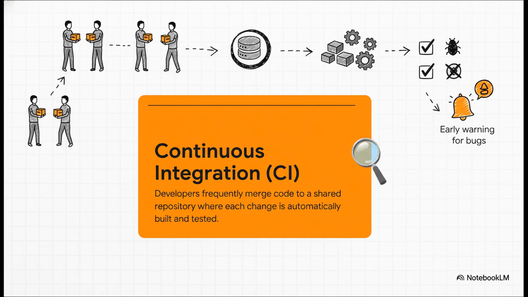All right, let's break it down. The first piece of the puzzle is CI, or continuous integration. So just picture a whole team of developers, and they're all constantly merging their small code changes into one shared place. What CI does is it automatically grabs every single one of those changes, builds the app from scratch, and runs a bunch of tests. It's basically a super early warning system for bugs.